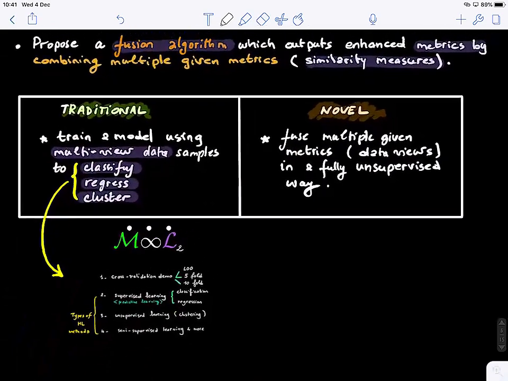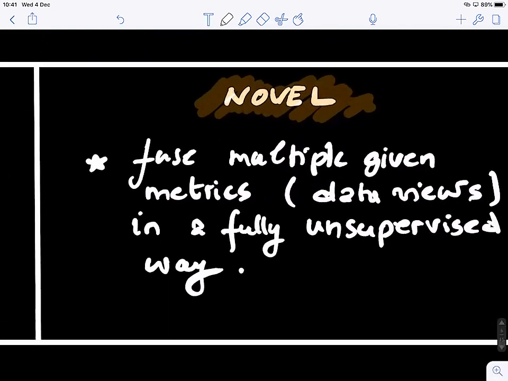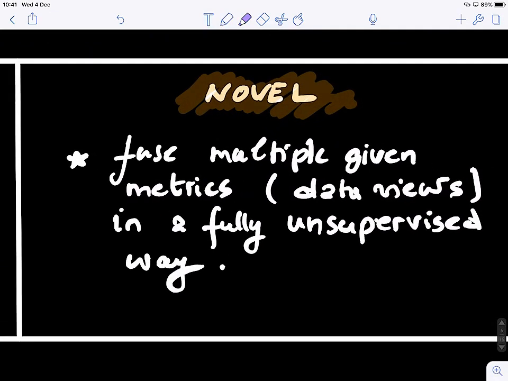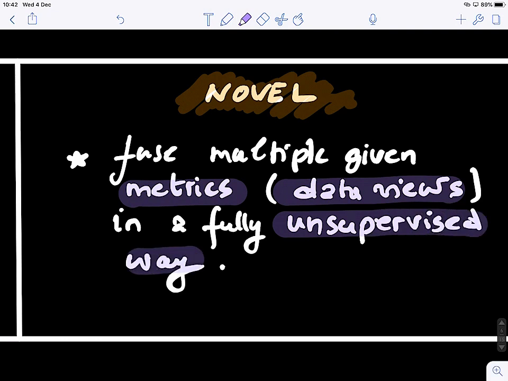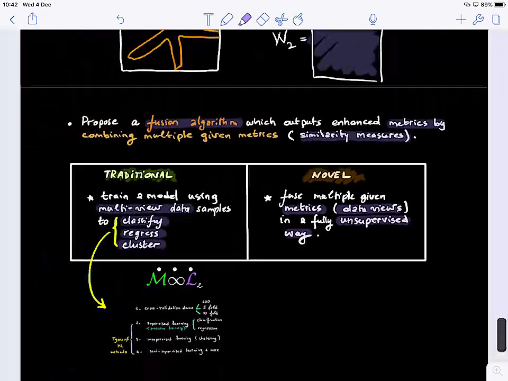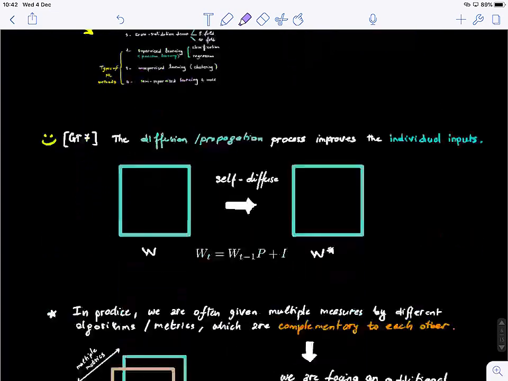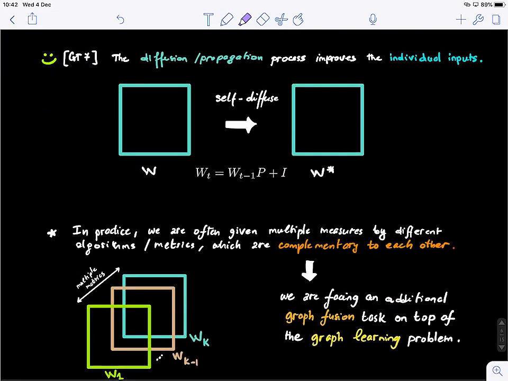Okay, now the idea is to fuse multiple given metrics or data views in a fully unsupervised way, which means we're not using any labels. We're just trying to build this similarity matrix that captures the relationships between these pairs of samples. Now, this is the problem we're trying to solve.